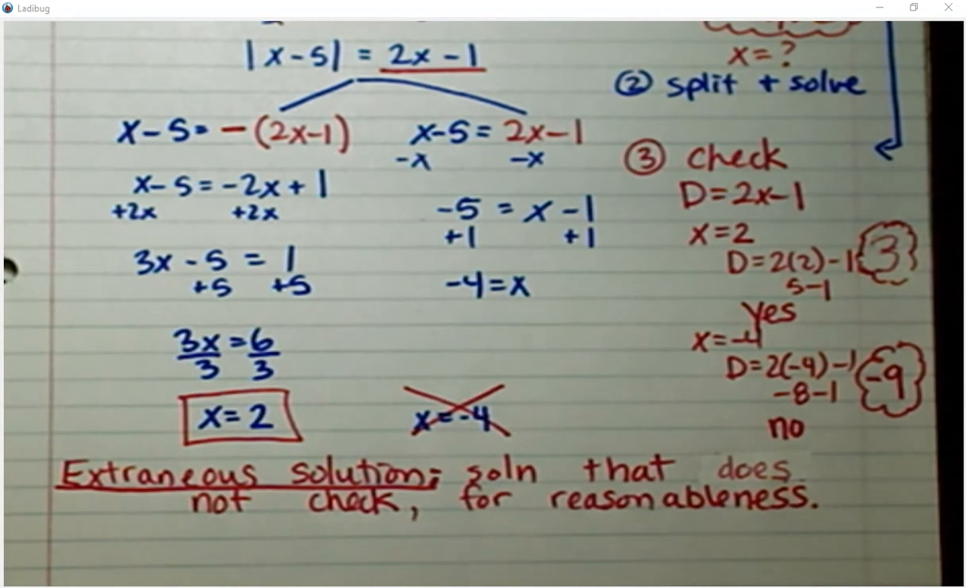Would the answer be undefined? No, the answer is 2. So you would just say x equals 2 and ignore the other. Correct. You just cross it off and don't say anything. But that would be called the extraneous solution. Yes, if I asked you what the extraneous solution was, that's what you would say.